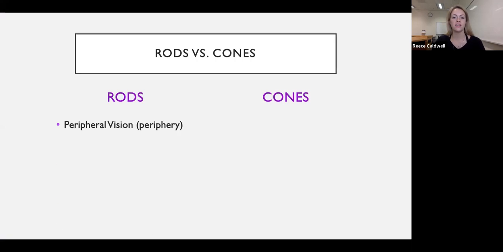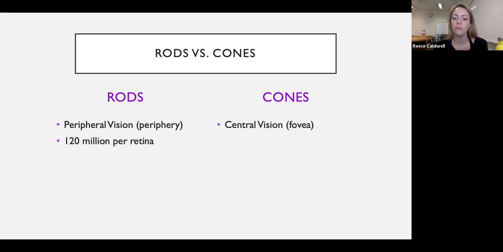So what we see is that rods deal with our peripheral vision. They work in the periphery of the retina, and I'll show you an anatomical picture of this soon. And the cones deal with central vision. They're located at the fovea centralis on the retina, which is like this little freckle-looking feature on the back of the retina. We have about 120 million rods per retina, whereas we have about 6 million cones per retina. So we have a lot more rods, we have a lot more peripheral vision. We only have a little bit of central vision.